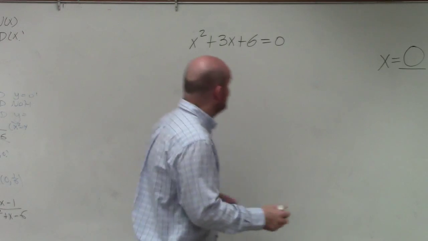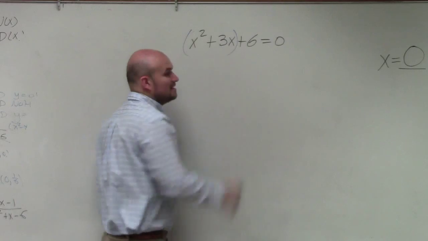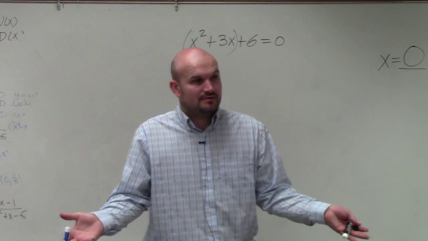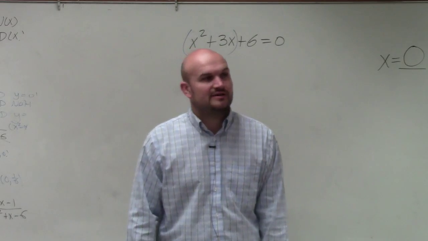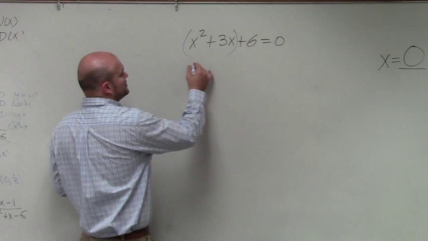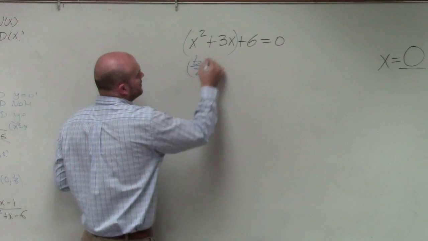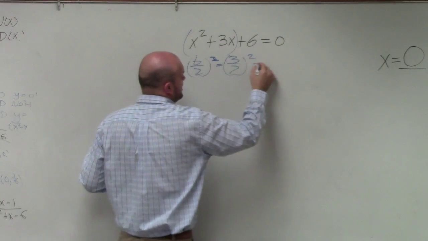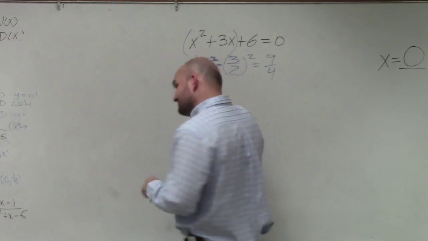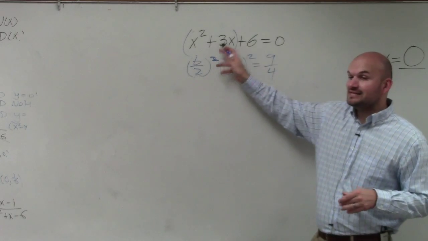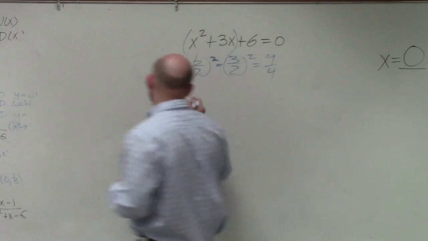So again, this first one, you guys notice, hey, group the first two terms. Now in this example, though, is my a equal to 1? Yes, sir. Thank you. I don't have to factor anything out, right? So I can immediately go to my next example, which is just doing my b divided by 2 squared. Again, in this case, though, I have 3 divided by 2 squared equals 9 over 4. A little bit messed up. But that's OK. Now I take that 9 over 4, add it inside, and subtract it on the outside.